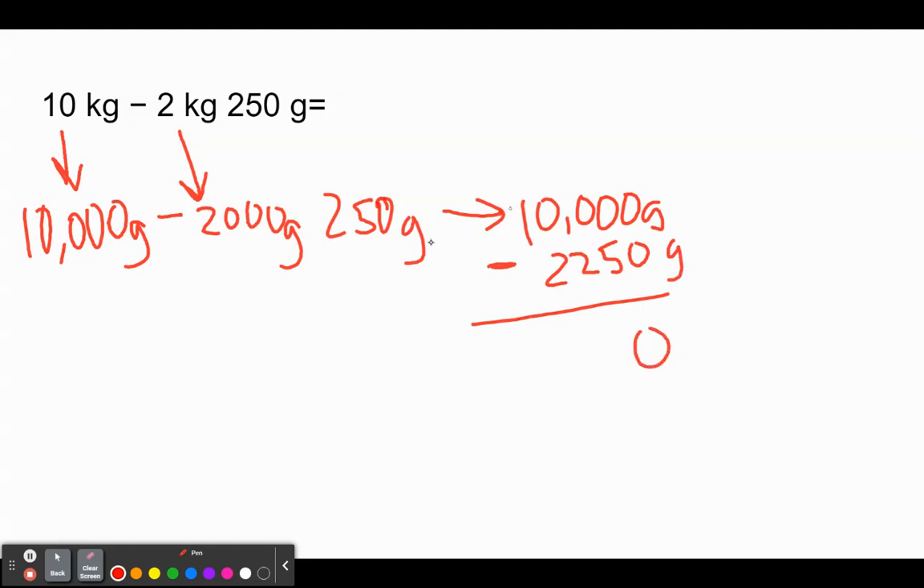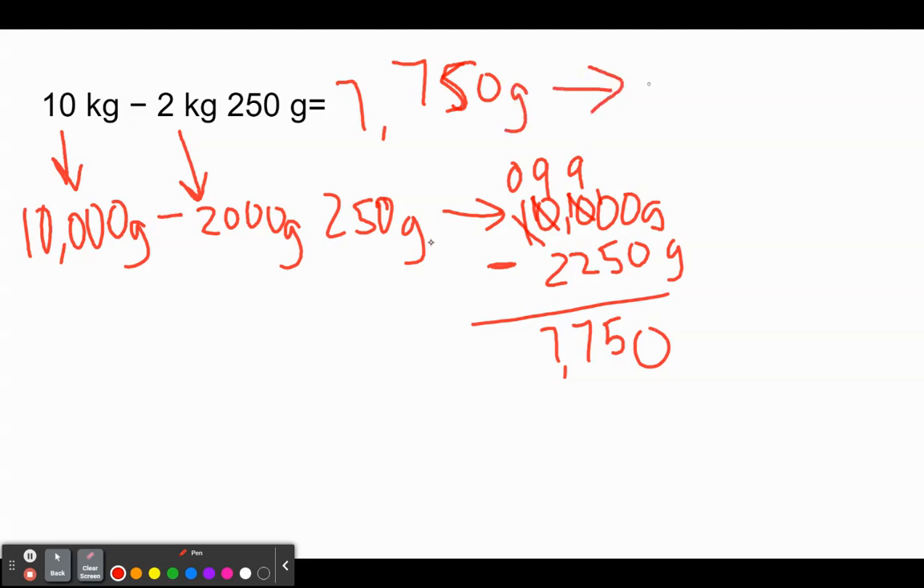So 0 minus 0, there we go. We can't take away anything from that. We actually have to go all the way to our 10,000s. I'm going to change these over. And now I have 5 tens, which is going to be 5. 9 take away 2 is 7. 9 take away 2 is another 7. And so now we have 7,750 grams. And if I want to change that back into kilograms and grams, my 7,000 grams is going to turn into 7 kilograms. And then I have 750 grams left.